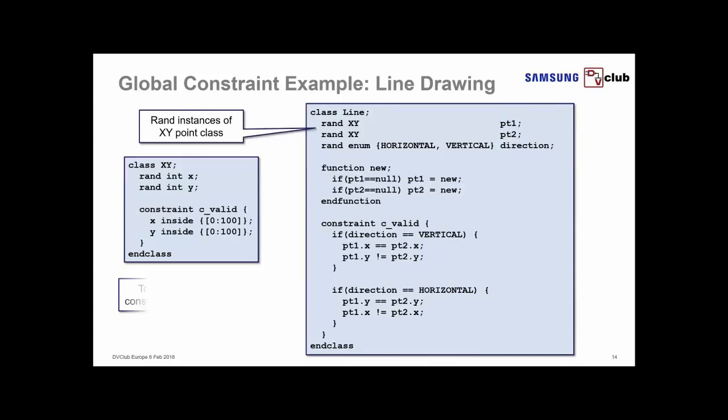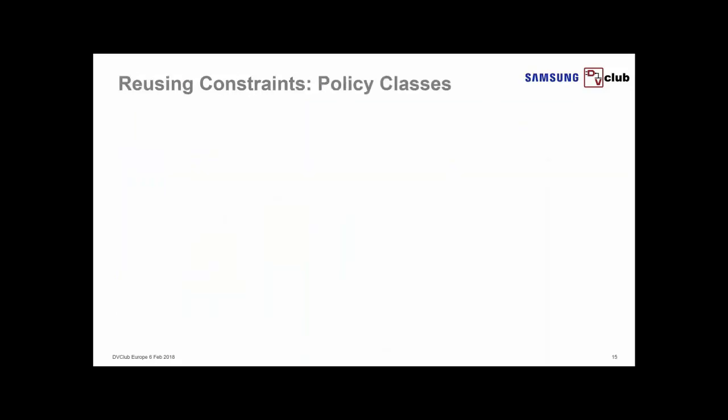Those 2 points are declared as rand. I also have a random direction which can be horizontal or vertical. And what I can do is write constraints in the line class that apply to the individual point coordinates. So if I'm drawing a vertical line, I constrain the x coordinates of the 2 points to be equal. And if I'm drawing a horizontal line, I will constrain the y coordinates to be equal.